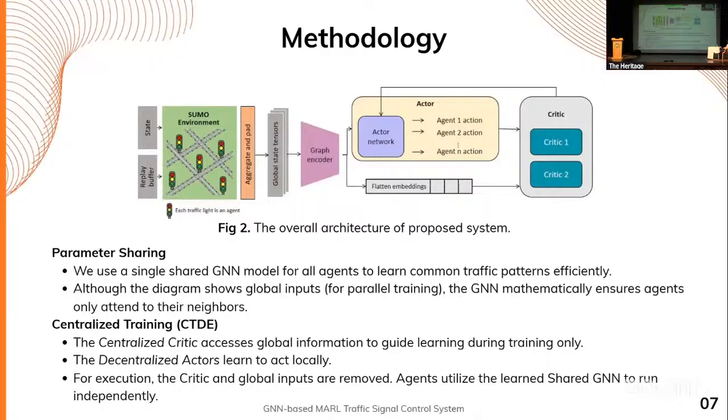This means all the traffic lights share the same branch. Even though they share the same branch, the graph attention network ensures that each traffic light only pays attention to its own neighbor. The most important part here is the centralized critic, which you see on the right. During training, this critic acts like a teacher. It sees everything happening in the city and tells the traffic lights if they are doing a good job as a team. Once the training is finished, we remove the teacher. The traffic lights can then work on their own, using what they have learned.